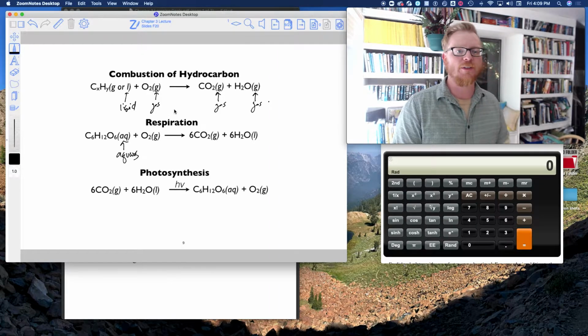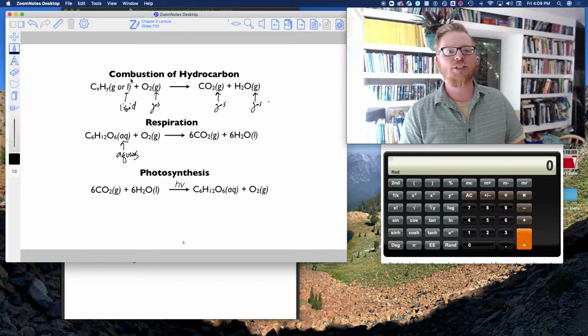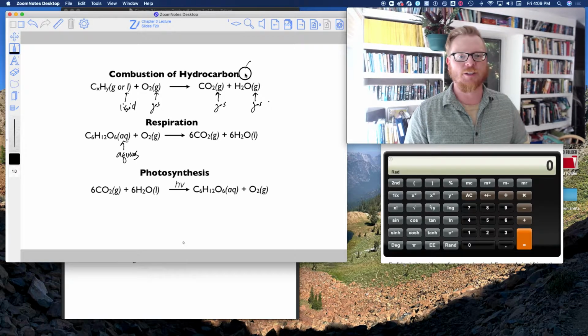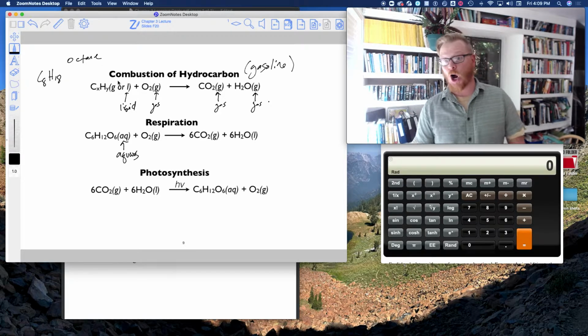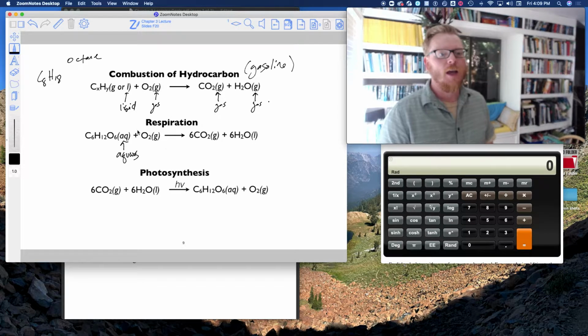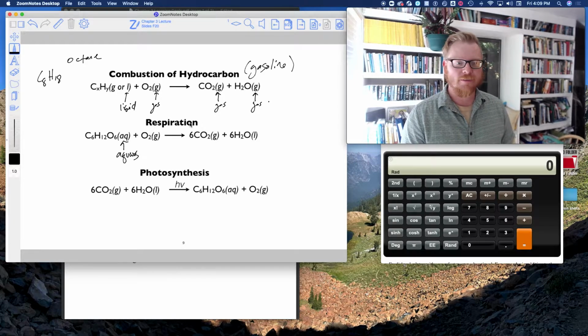But what I want you to focus on is to compare combustion of a hydrocarbon, such as gasoline. I mentioned octane. Octane is C8H18. That's the principal component of gasoline. That's what you put in your car to make it go. Now look at respiration. Let's look at this reaction. C6H12O6. As it turns out, that's sugar. That's glucose.